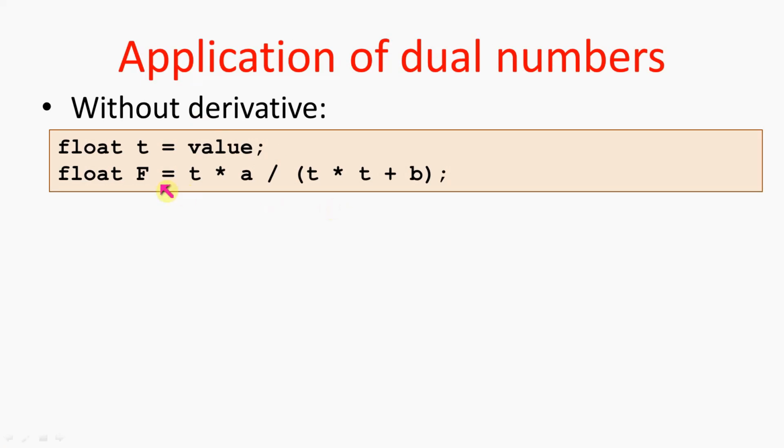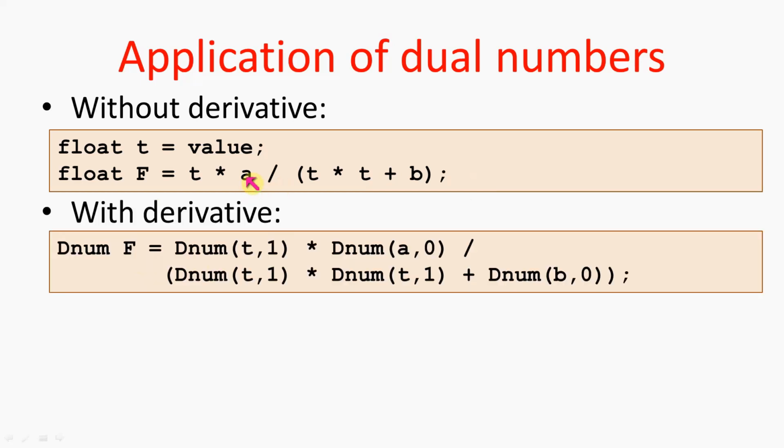Let us see how it can be used in a real application. First, without any derivation, suppose that we have to evaluate a function f for some value t, and this is just the C++ implementation of the algebraic operation that defines f. If we need not only the function value, but also the derivative for the same value, the type of every variable should be changed from float. The important difference between t and a and b is that t is a derivation variable, so its derivative with respect to t is 1, while a and b are constants, so their derivative is 0.